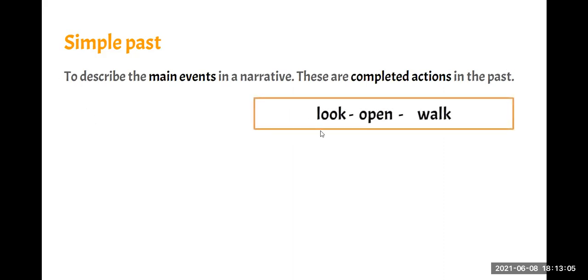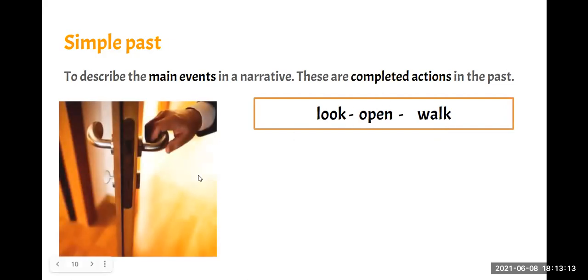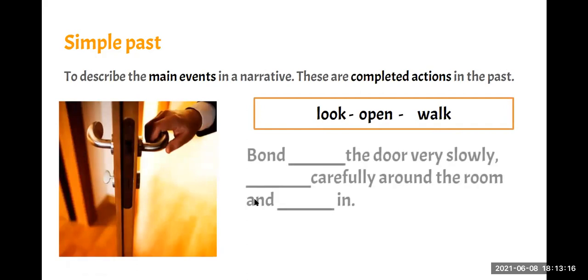Let's check here. Here we have some verbs. I want you to help me use these verbs in the simple past to tell this piece of story. It says, bang the door very slowly, carefully around the room and in. What do you think is the verb that we can use here? Open. Opened, right? Very good. Opened the door very slowly. The second one? Looked.